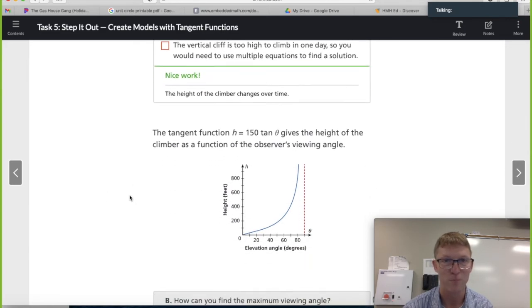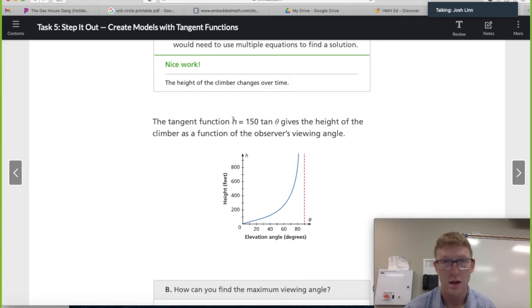And there you go. So the tangent function h equals 150 tangent theta gives the height of the climber as a function of the observer's viewing angle. So this is what we're looking at. They graphed it because that's what we do. This is your elevation angle in degrees, and your height. So you're at 60, because they asked about 75. I don't think it will reach 75.